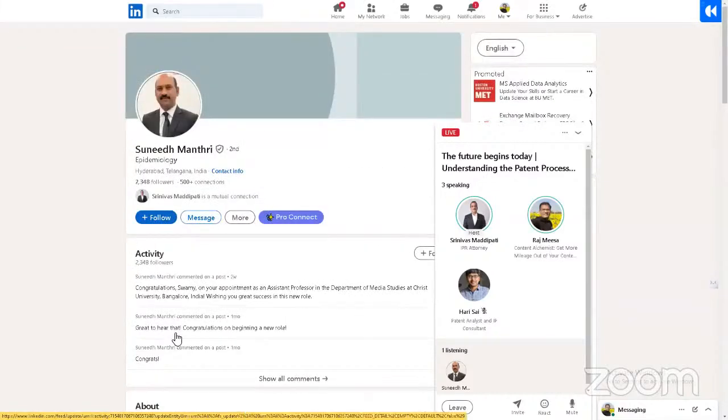Quick question to Hari Sai: what is Section 10 of the Indian Patent Act? Hari, you can unmute and speak. If you don't know, just give a thumbs up. Hello, hi sir. Is my audio audible? Like, is there anything you would like to add apart from what Srinivas sir just mentioned? With respect to Section 10 of the... hello. Yeah, please go ahead.